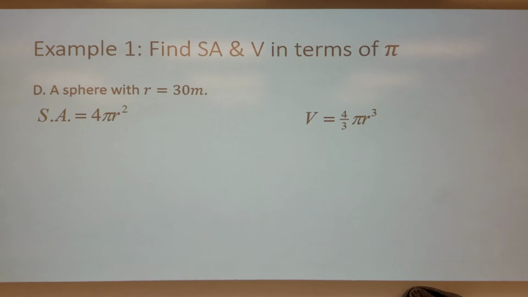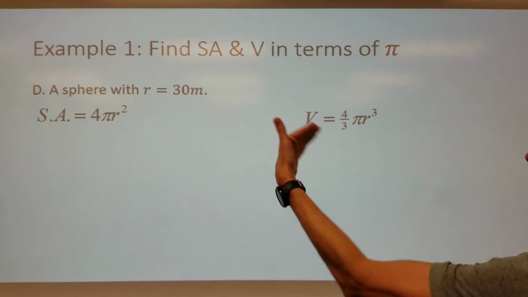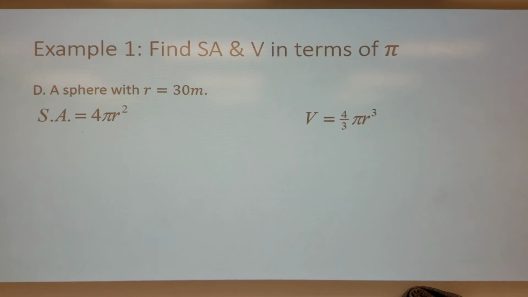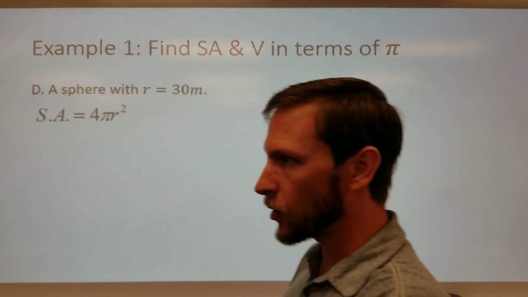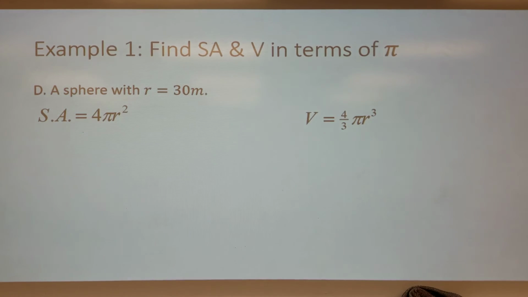How about if our sphere has a radius? Again, sometimes they give us the radius, sometimes they give us the diameter, the radius of 30 meters. Go ahead and give this one your best shot without using me. You do this one on your own.